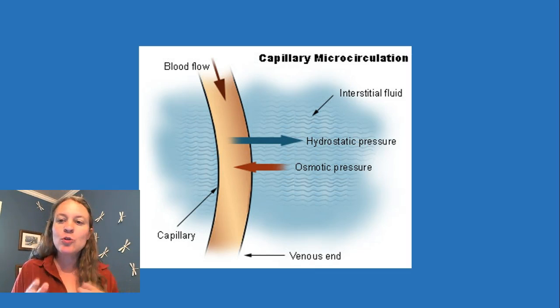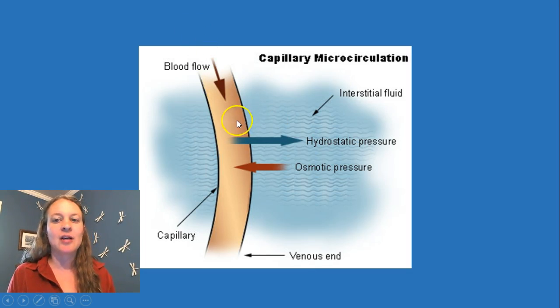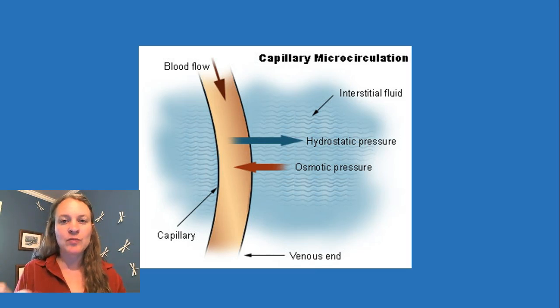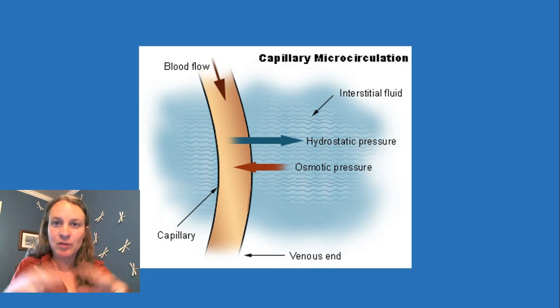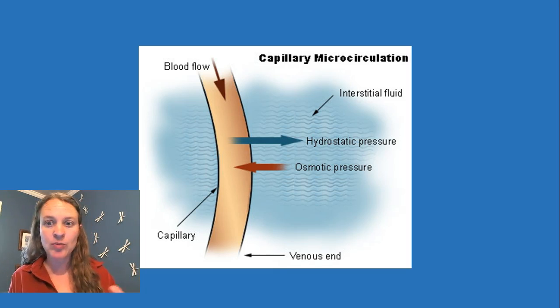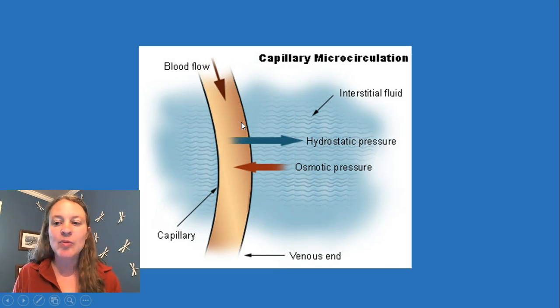All right, so there are two main forces that determine how much fluid is going to come in and out of the capillaries. We're going to look at this first from the capillaries' perspective, and then we're going to back up and look at it from a broader perspective. From the perspective of the capillaries, we've got hydrostatic pressure, and this is probably the easiest one to understand. This is the pressure of the blood on the membrane of the capillary.